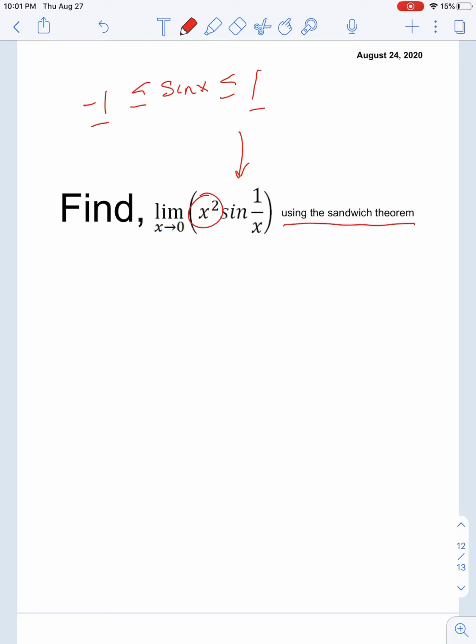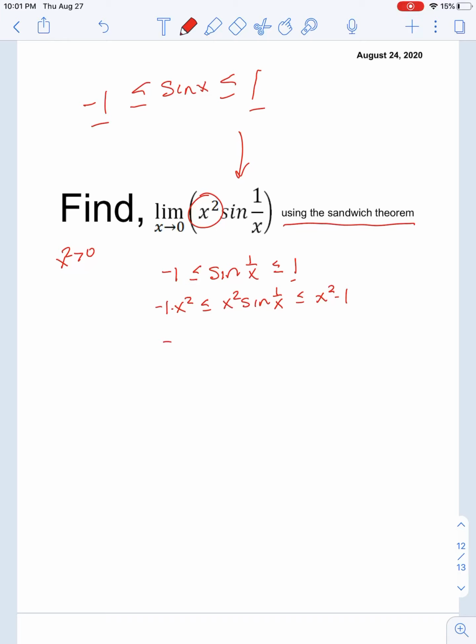So for this problem, we know that the value of the function sine of 1 over x is going to be less than or equal to 1 and greater than or equal to -1. And because x squared is always greater than 0, any time you have an inequality like this, if you multiply all three numbers by a positive number, it's going to stay in that order. So I can multiply -1 times x squared, and that's going to stay less than or equal to x squared times the sine of 1 over x, and that's going to stay less than or equal to x squared times 1.